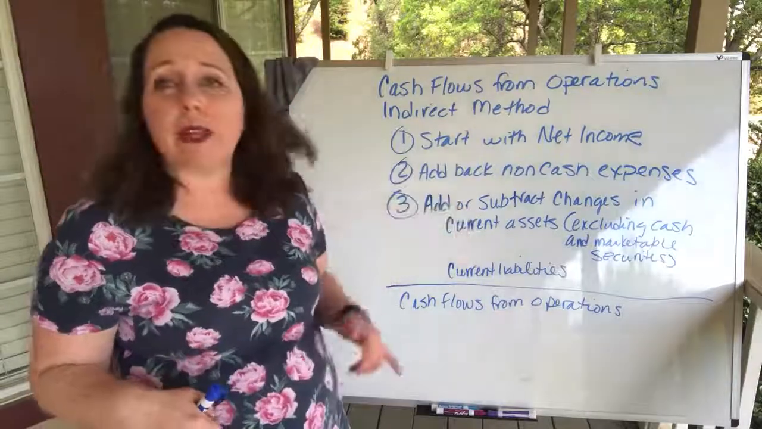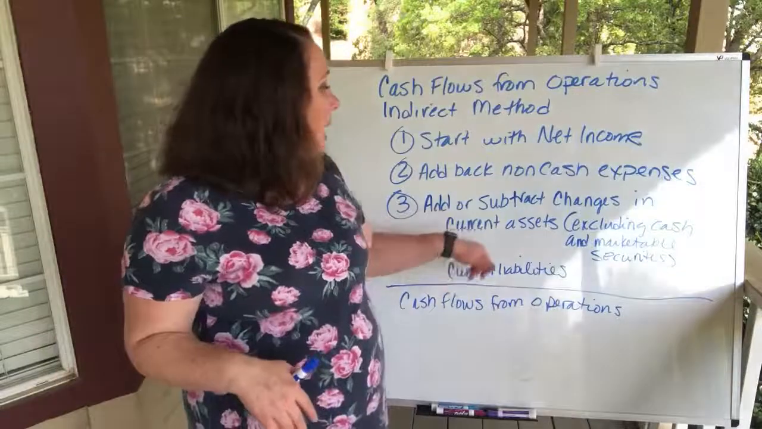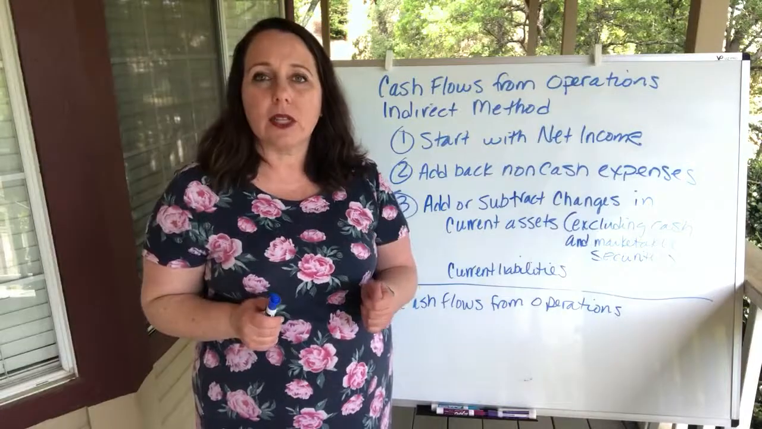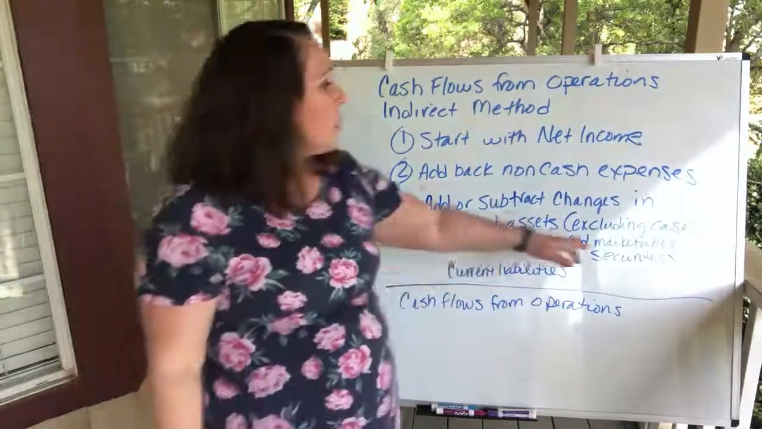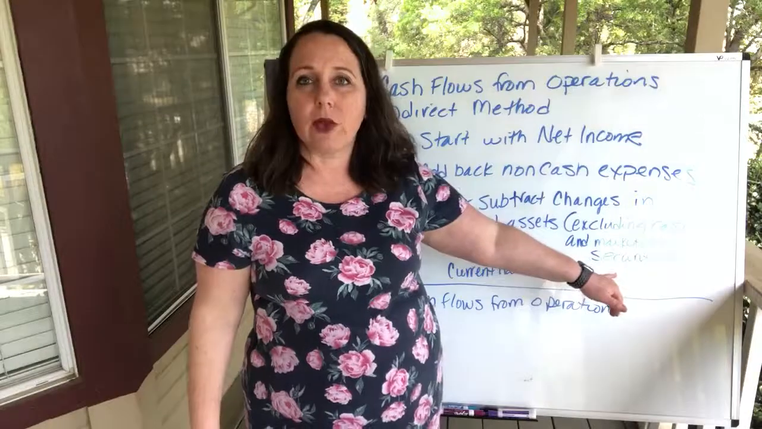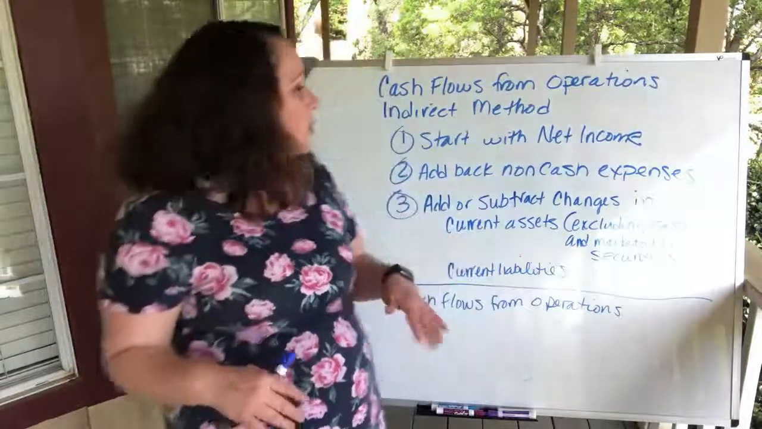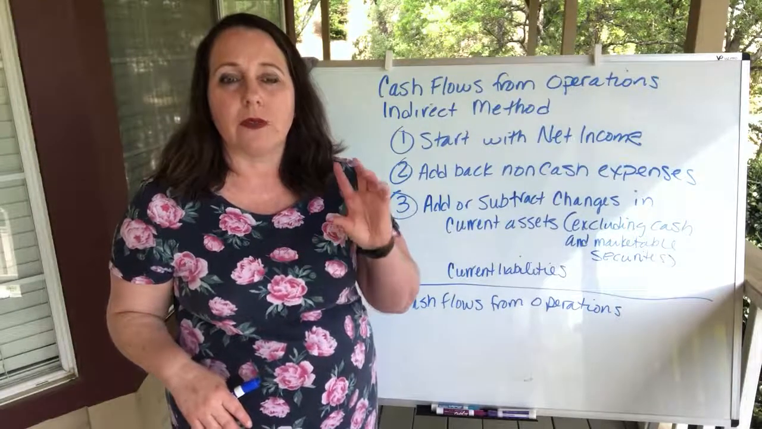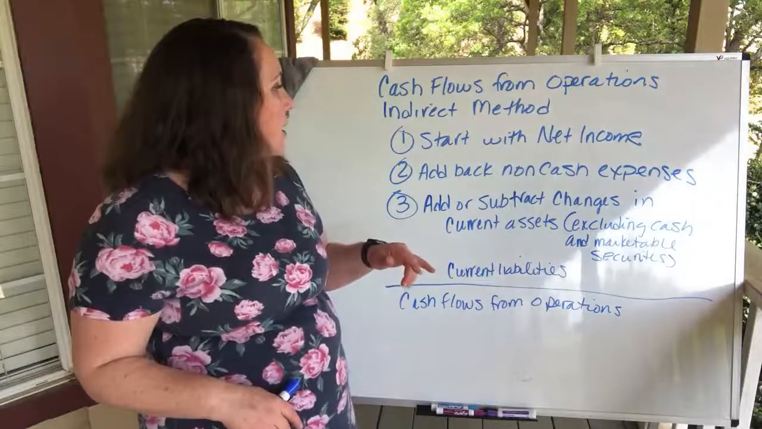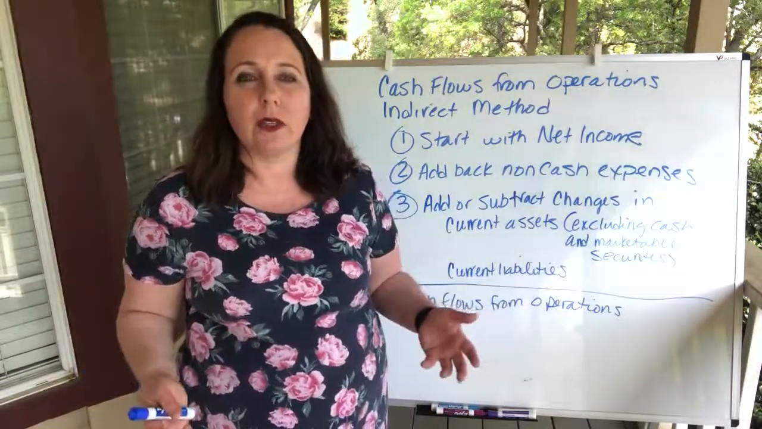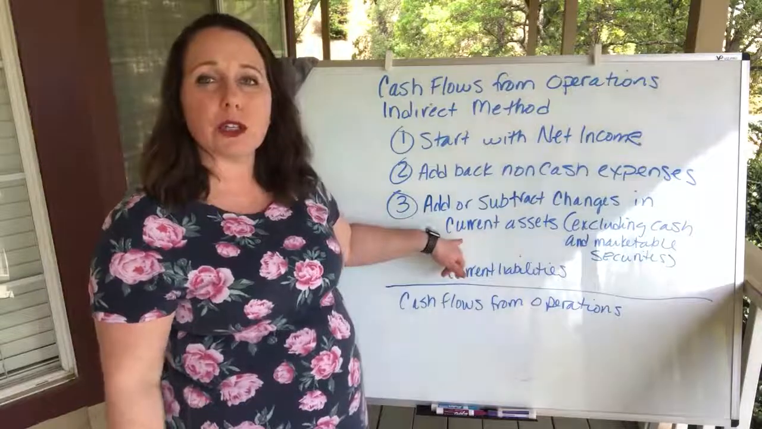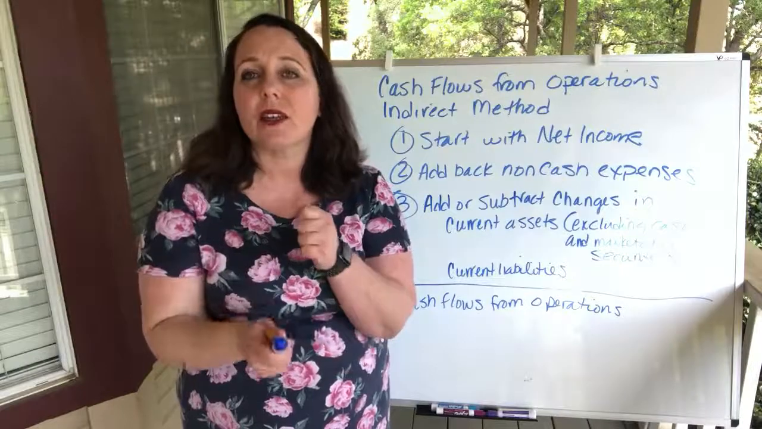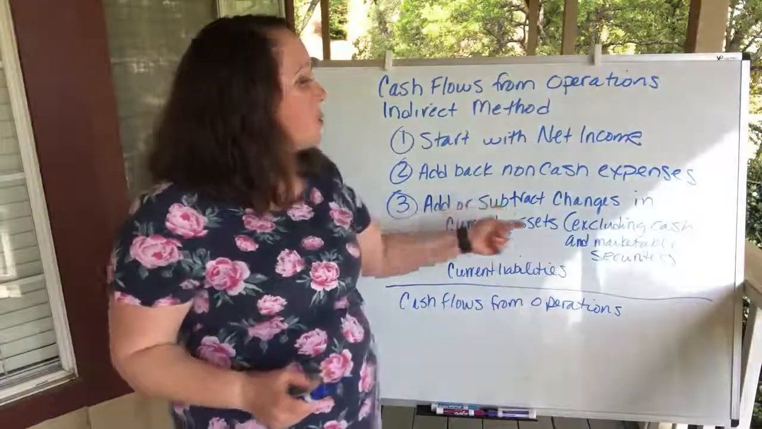Then, after we've added back the non-cash expenses, we are going to add or subtract changes in the current assets and the current liabilities. We're going to look at all of our current assets and current liabilities, except we're going to exclude cash and marketable securities. The marketable securities show up down in the investing section, and the cash, well, we're reconciling cash, so we're not going to include cash. But for all of our other current, or short-term, assets and our current liabilities, we're going to look at the change, and based on whether it went up or down, we're going to add or subtract.